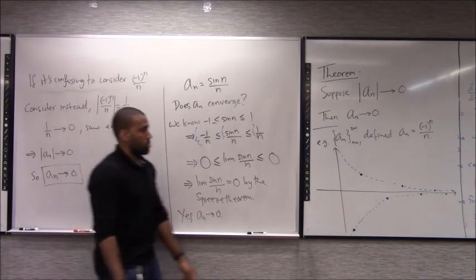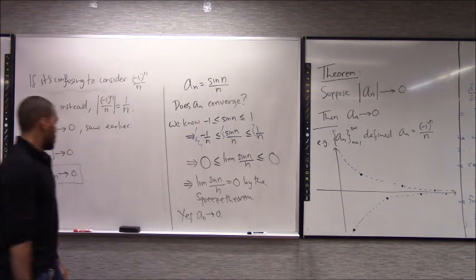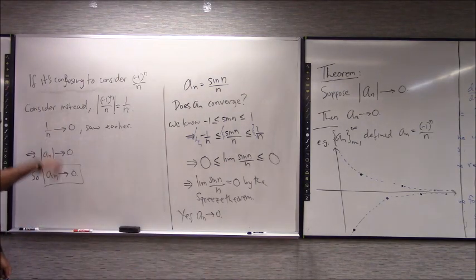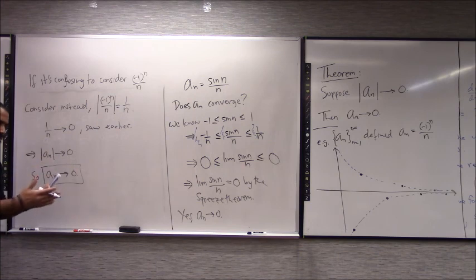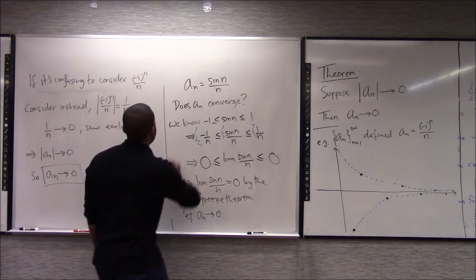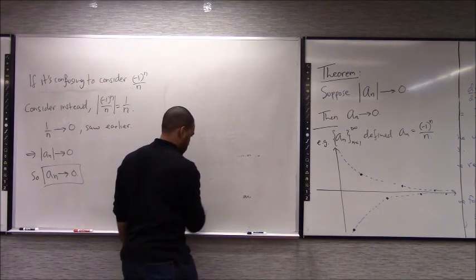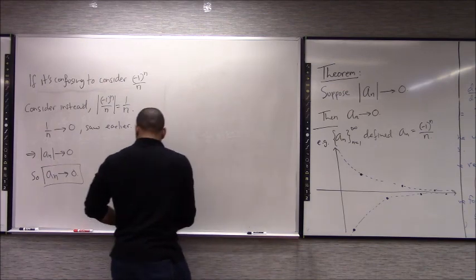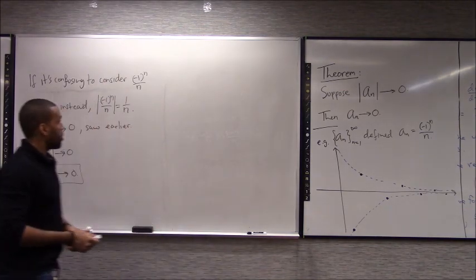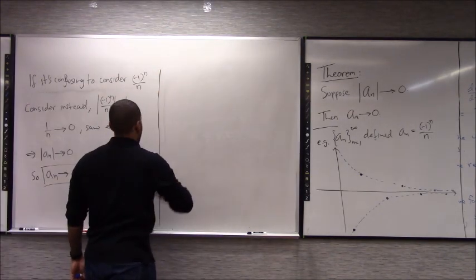And from now on, you don't have to prove that. You can just apply this theorem. So sometimes when things are bouncing up and down, you take absolute values to just kind of get it to settle, try to figure out what's going on. If you happen to hit 0, then the original sequence converges to 0. This is going to be important for the future as well.